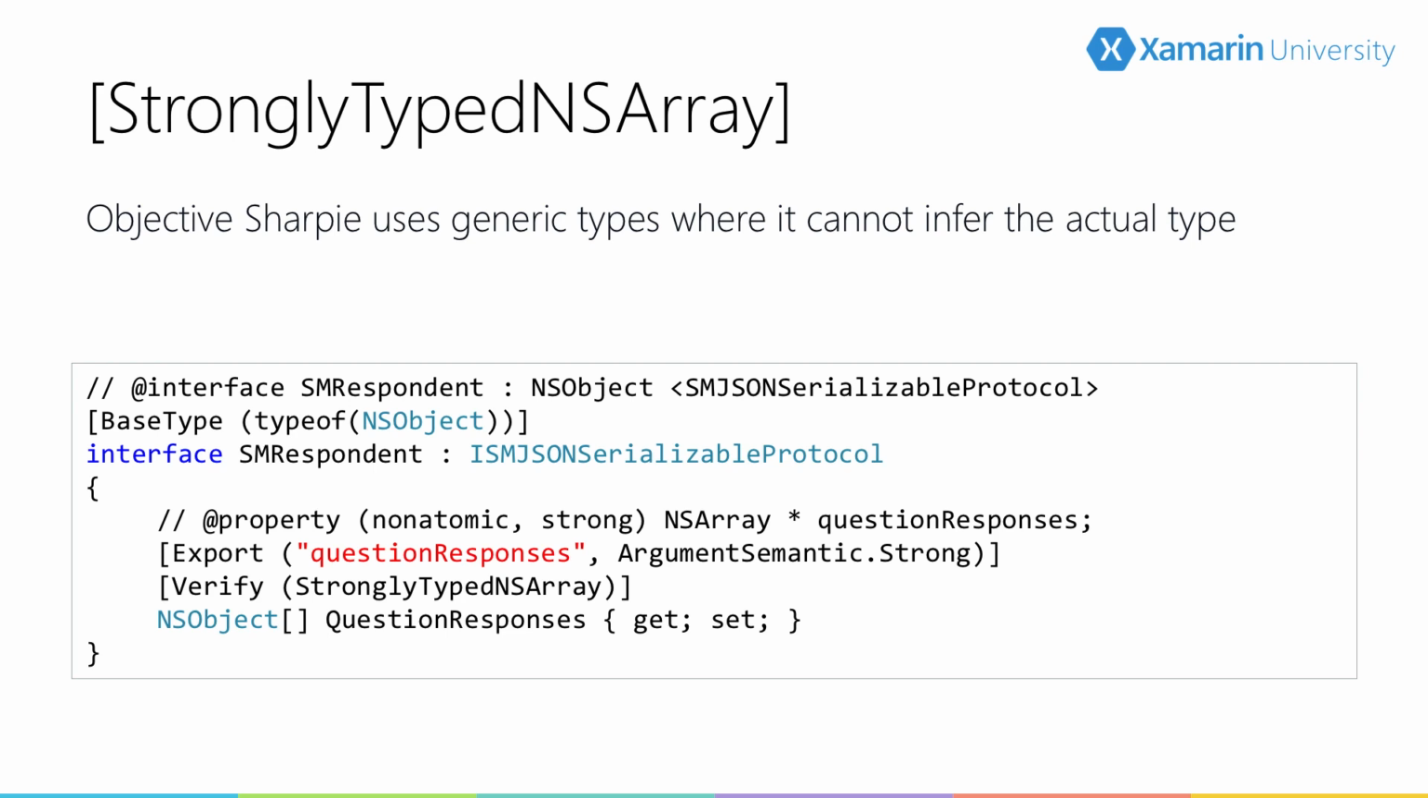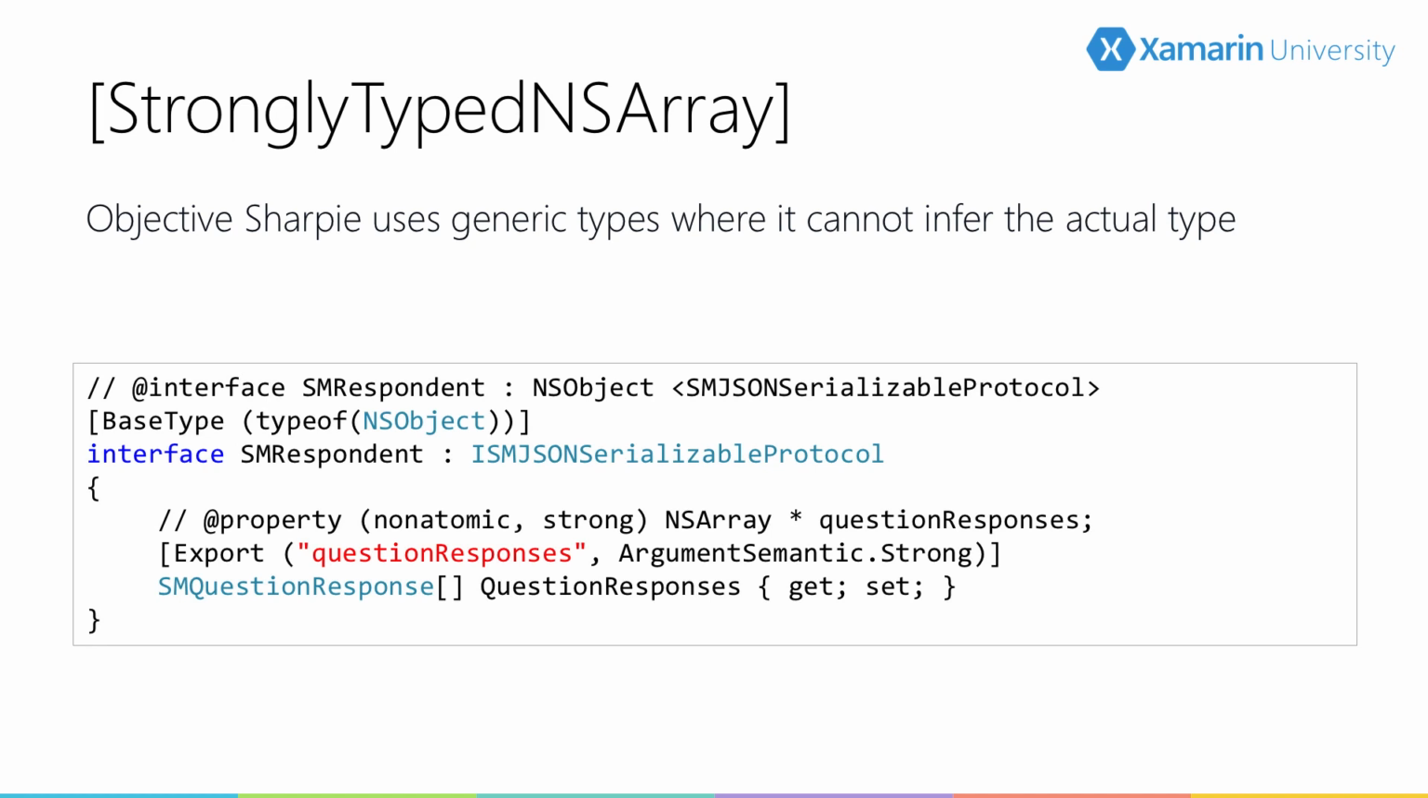Objective-Sharpie uses generic types where it cannot infer the actual type. What this means is a native NSArray was bound as an NSObject array. It might be possible to more strongly type the array in the binding based on expectations set through API documentation. And generally speaking, Objective-Sharpie is going to highlight this. So for example, an NSArray containing only NSNumber instances can be bound as an NSNumber array instead of an NSObject array. So for example, here we have a definition where questionResponses is returning an NSObject array.